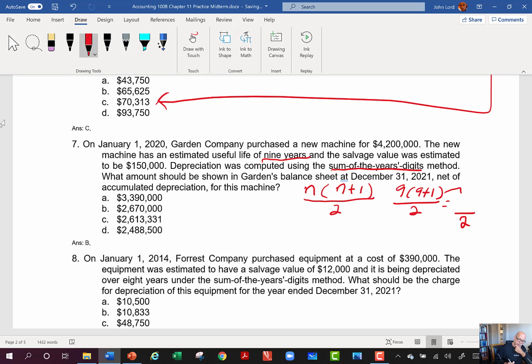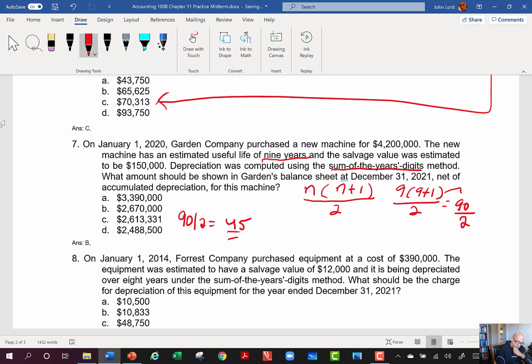Okay, 9 times 10, John, is 90. Divided by 2 gives me 45. That's my sum of years digits. If I did 1 plus 2 plus 3 plus 4 plus 5 plus 6 plus 7 plus 8 plus 9, I would get 45 as well. So you could use that to verify your calculations. Okay, all right, so I've got the sum of the years digits here.